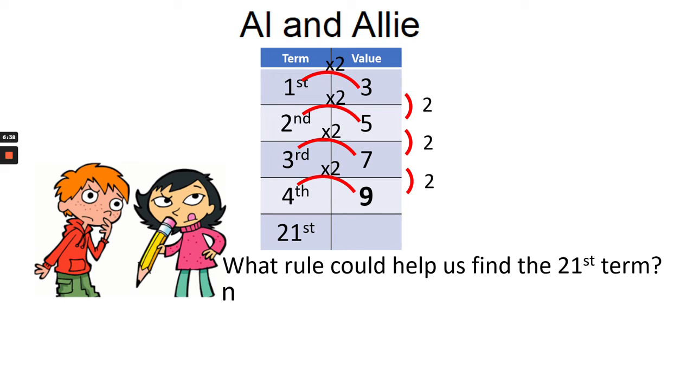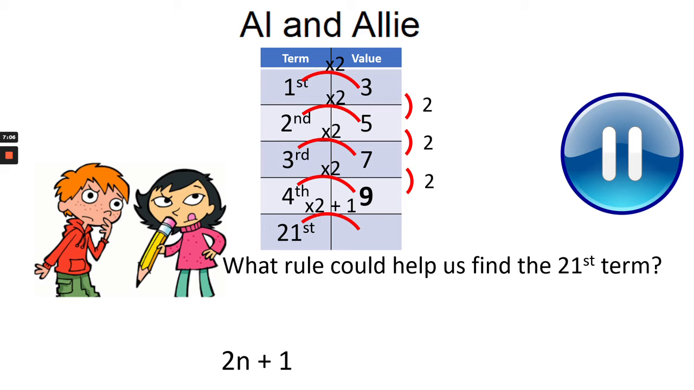n means any term. 2n didn't give me the answer, but I adjusted by adding 1 more. 2n plus 1 is a rule that will help me find any term. So let's test it out. We're going to find the 21st term using our formula. Pause your video, have a go.